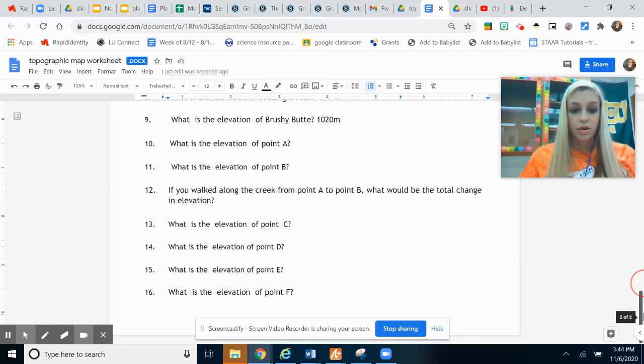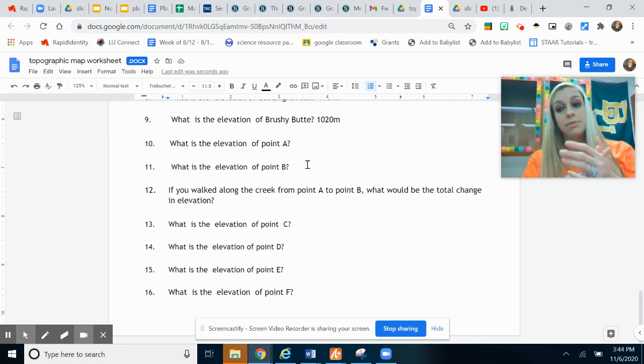All right, so most of them are labeling the elevation at a point. This one wants the change in elevation. That cannot be negative. Change is the difference in elevation. So you will find point A, find point B, and you will subtract to find the difference. You don't want a negative number. It's not possible. You can't go in negative elevation. So subtract A and B, and you will get the change in elevation.